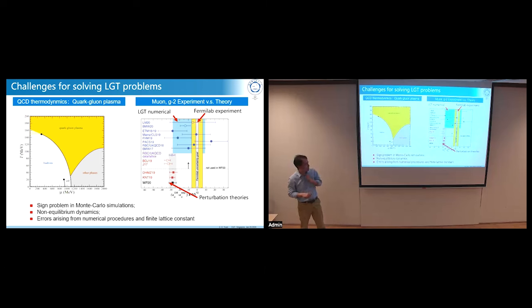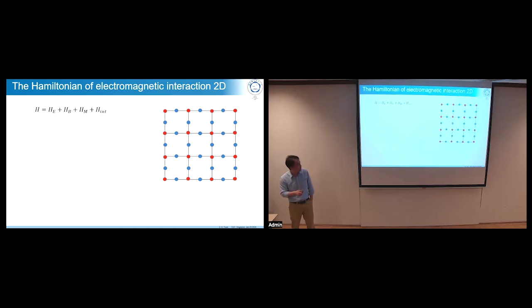They have the sign problem in Monte Carlo simulation. Also, non-equilibrium dynamics of long time evolution is really hard to simulate numerically. And the errors arising from numerical calculation are still a problem, due to the finite lattice constant. If you make the lattice constant smaller and finer, then you have much more data to be processed. So these are some of the current status and our motivation for doing quantum simulation.